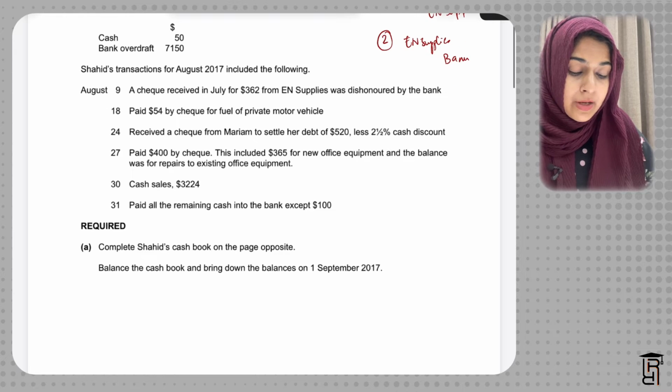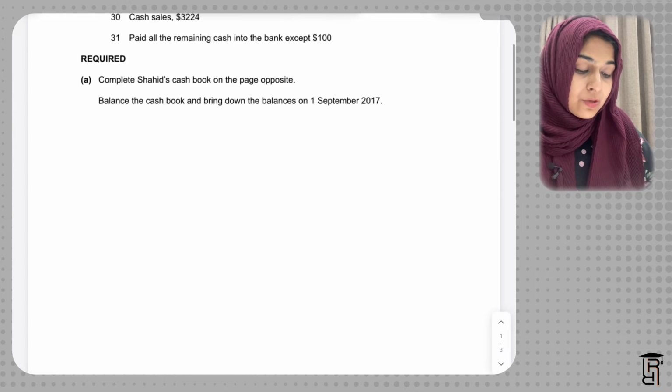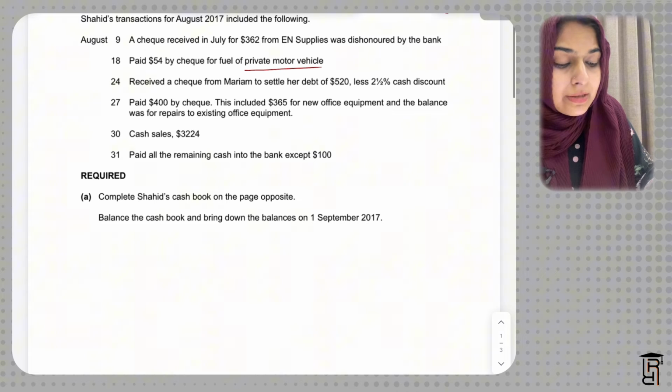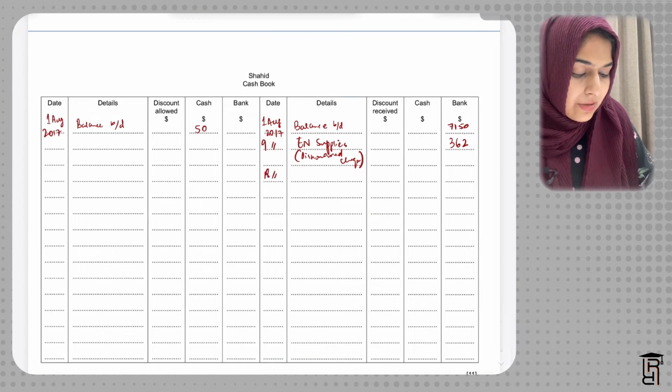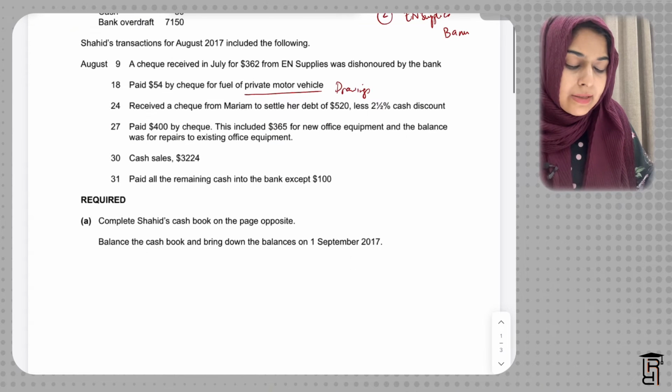Then they're saying August 18, paid 54 by check for fuel of private motor vehicle. So private motor vehicle is basically drawings, and we need to record this as drawings. So I write here on the credit side, I write here 18th August, I write here drawings, and I write here 54. And basically they're using a check to pay for the fuel of private motor vehicles, so you record that in the bank column.